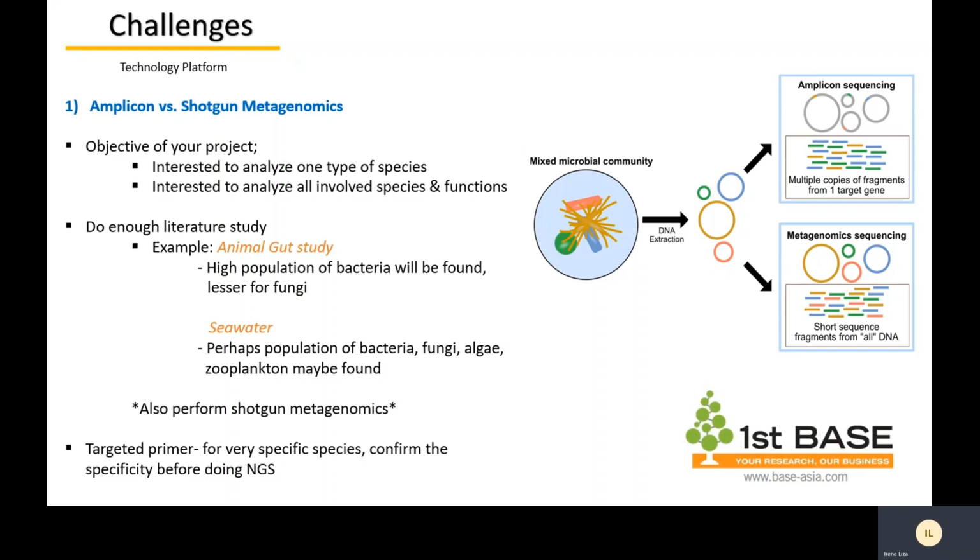Now, we also have targeted primers. For example, in an animal gut study, you want to know a very narrow species, for example Bacillus. So if you have a targeted primer that is going to target Bacillus, the best thing before you do NGS is to confirm the species specificity. So perhaps you can amplify using PCR and confirm with Sanger sequencing prior to NGS. All right, so these are some of the tips that could help you.